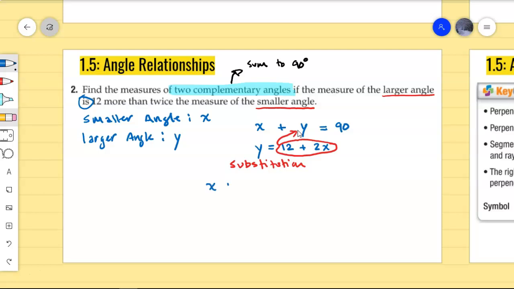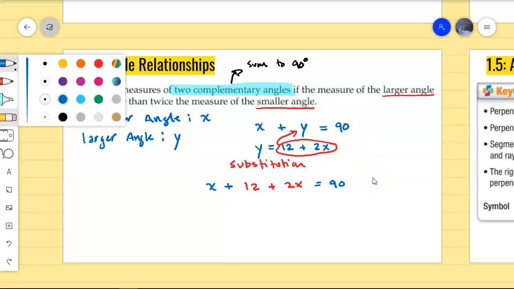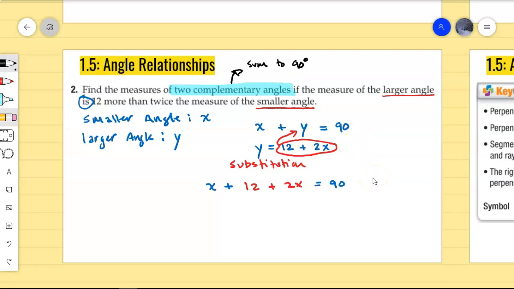We're going to have x plus, now let me put it in red for you, 12 plus 2x. Notice how where the y used to be, there is a 12 plus 2x, and there's still an equal sign, and this is equal to 90. Just to prevent confusion, this equation right over here has been updated to look like that equation right over there. Now you just need to solve the equation. What do x and 2x combine into? You end up with 3x plus 12 is equal to 90.